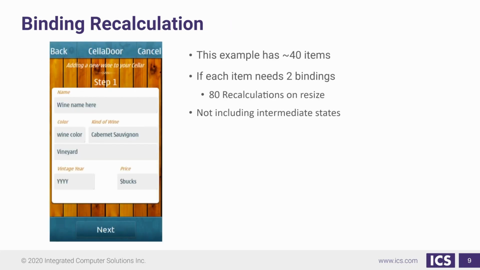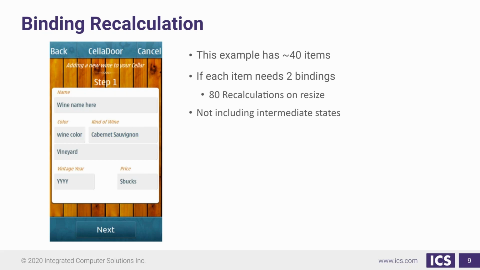Now, looking at this simple example here, this screen has about 40 items on it. Each of these items requires 2 binding calculations. And here's where we can start to see how dead reckoning isn't really ideal if we want things to resize. A resize here is going to trigger at least 80 recalculations for these bindings. Now, that doesn't count any intermediate states that happen while the bindings are being recalculated. So again, dead reckoning is really, really only used if we're intending to target only one screen size with a specific resolution.